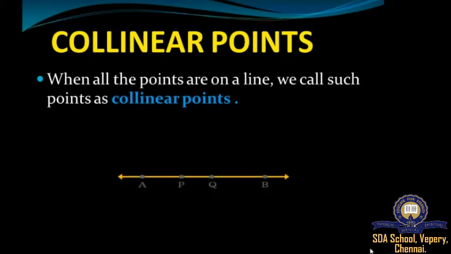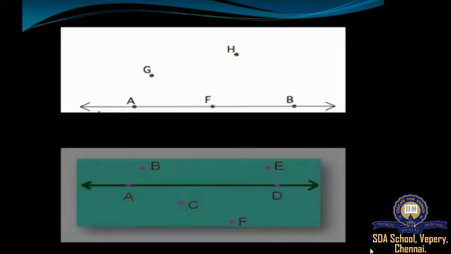You could see that A, P, Q and B, that is point A, point P, point Q and point B, all lie on a same line. So such points are called collinear points. Now look at these examples, students.